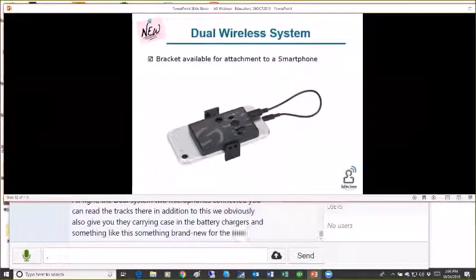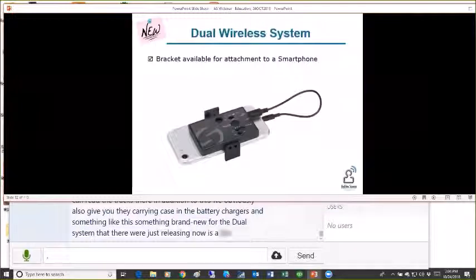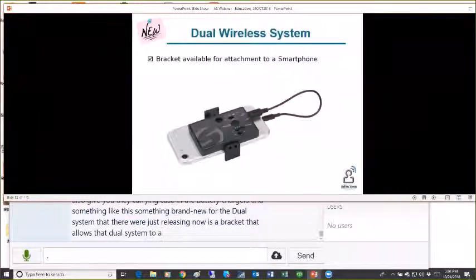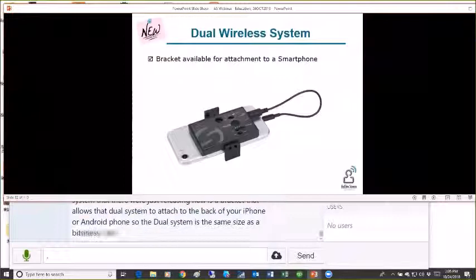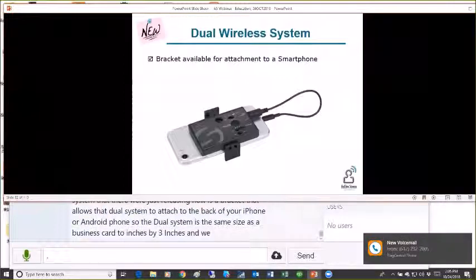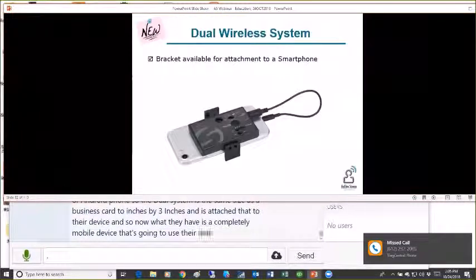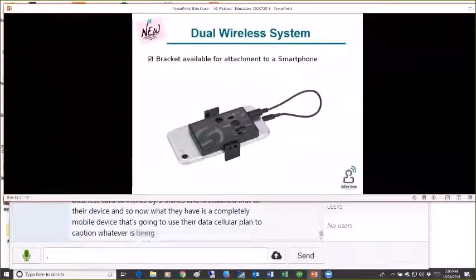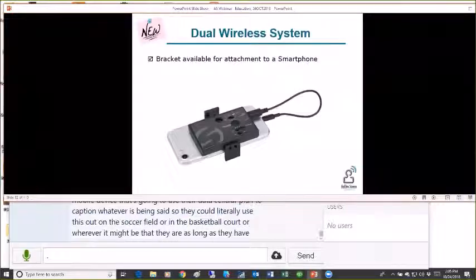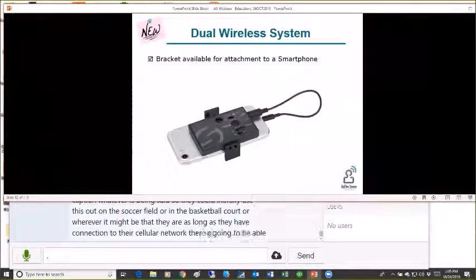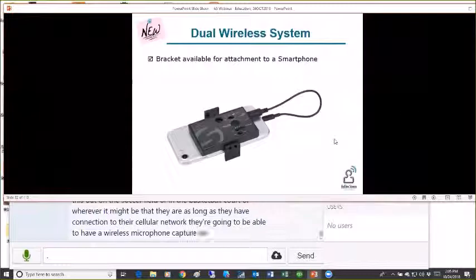Something brand new for the Dual system that we're just releasing now is a bracket that allows that Dual system to attach to the back of your iPhone or Android phone. So the Dual system is the same size as a business card, 2 inches by 3 inches. And with this bracket, what you're able to do is attach that to their device. And so now what they have is a completely mobile device that's going to use their data cellular plan to caption whatever is being said. So they could literally use this out on the soccer field or in the basketball court or wherever it might be that they are, as long as they have connection to their cellular network, they're going to be able to have a wireless microphone caption whatever is being said.